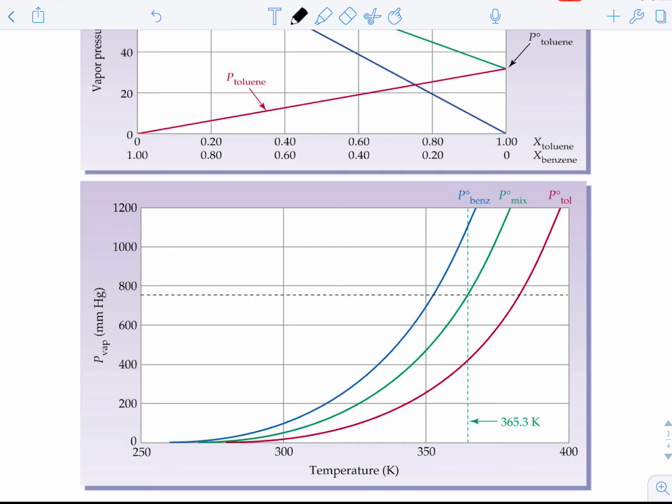Okay. And that's everything. So just as a note real quick, understanding how vapor pressure works and how vapor pressure lowering works will help us to understand boiling point elevation.